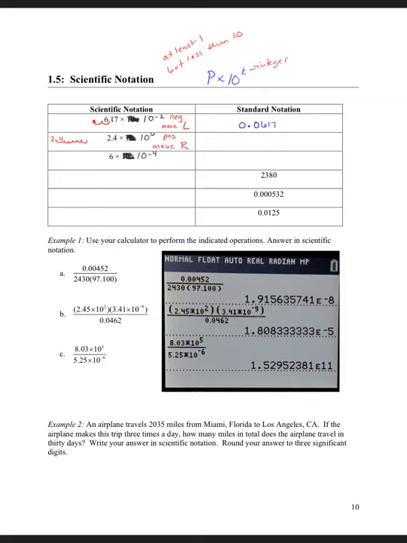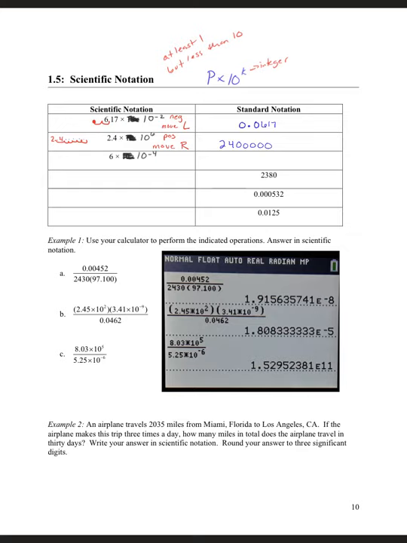So make sure you count it correctly. That would be 1, 2, 3, 4, 5 zeros we're going to put after the 4. So a 2 and a 4, and then 5 zeros. And that would be our standard notation for that number. So go ahead, pause the video and try the next one.